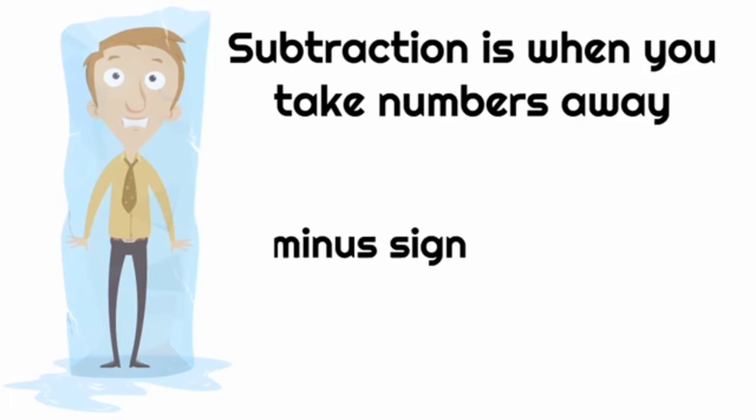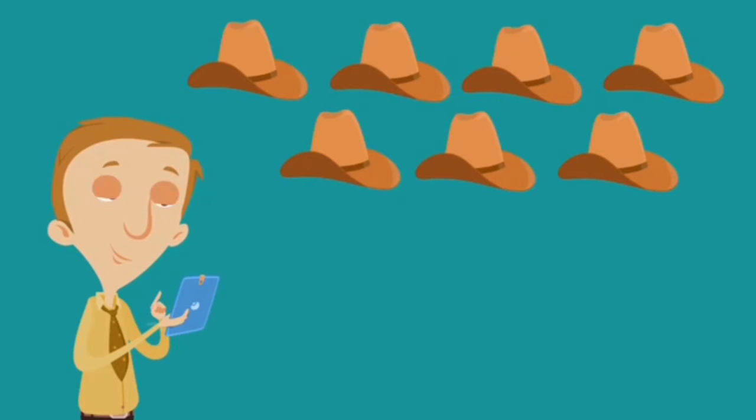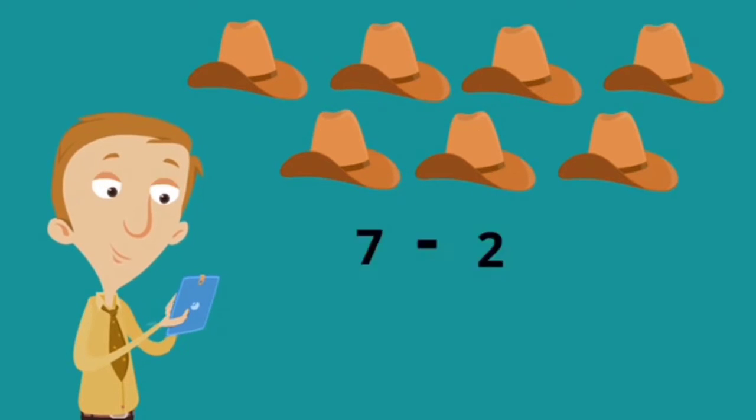And as you might have noticed, we use the minus sign when we write a subtraction problem. You can see it right there in the middle. It's just like a dash. That's the minus sign. So now I have 7 hats, but 2 of my friends stop by, and I decide I want to give 2 of them away. Now, I'm going to be subtracting 2 hats from my collection. We would write this by saying 7 minus 2.